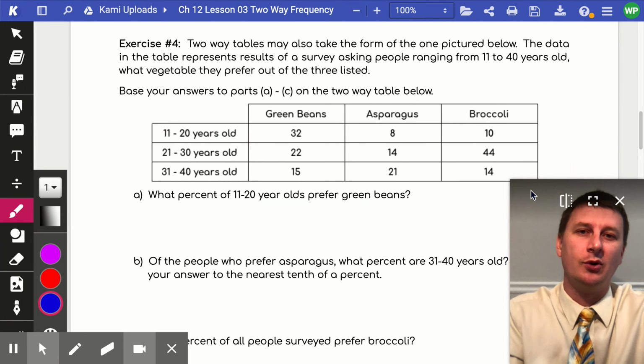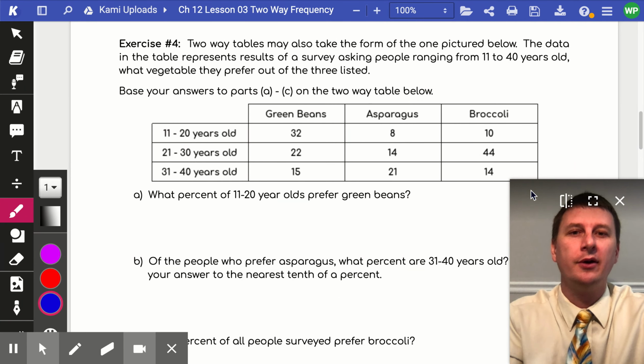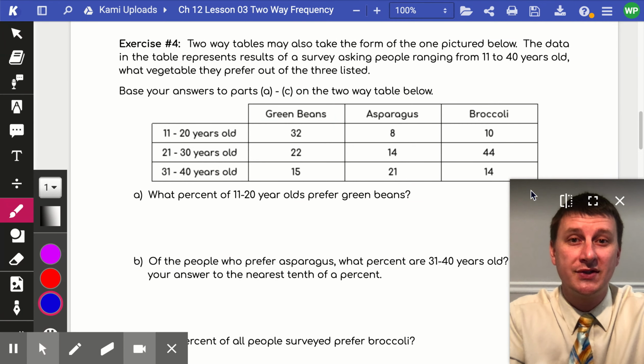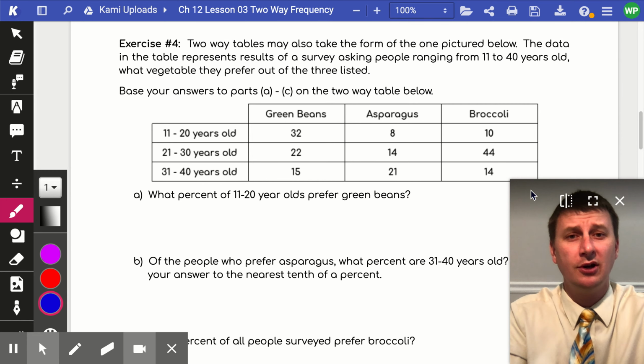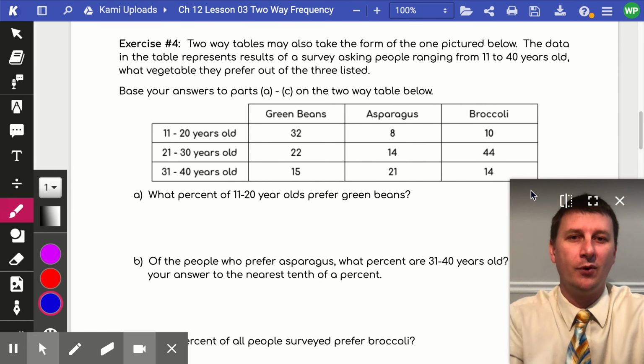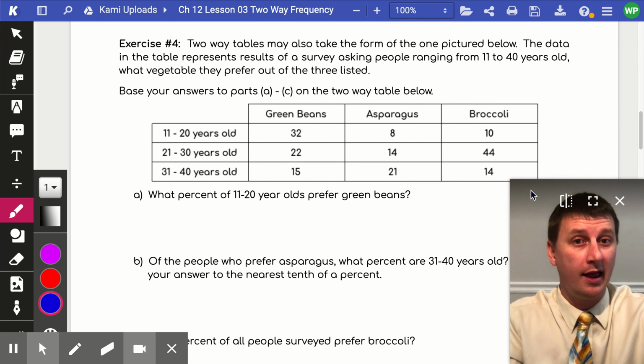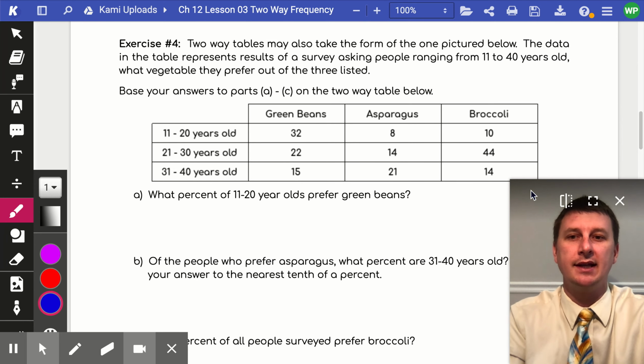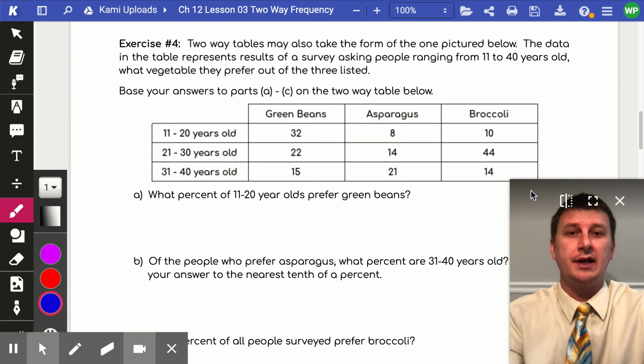In this video, we're going to continue on our journey of statistics, where we're going to be looking at more two-way frequency tables. If you haven't seen the videos for exercises number 1, 2, and 3, I suggest you go back and take a look at those before you go into exercise number 4. They might prove to be a little helpful in making sense of exercise number 4. So let's take a look at exercise number 4.